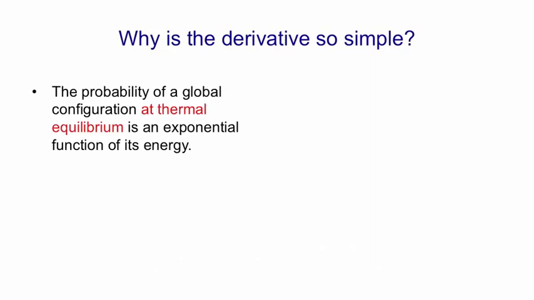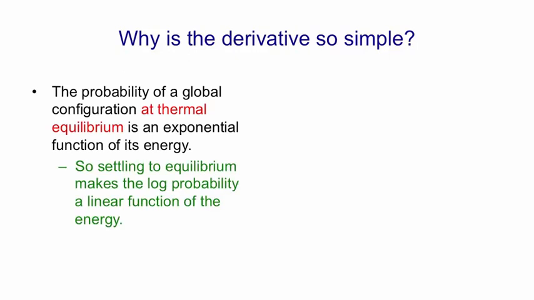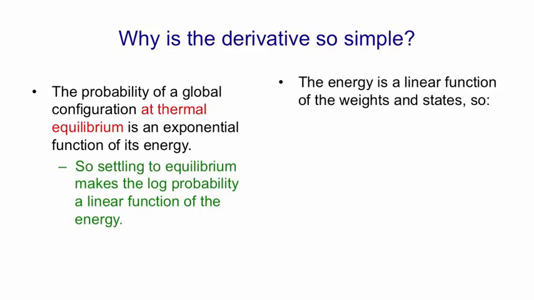One obvious question is, why is the derivative so simple? Well, the probability of a global configuration at thermal equilibrium, that is, once you've let it settle down, is an exponential function of its energy. The probability is related to e to the minus energy. So when we settle to equilibrium, we achieve a linear relationship between the log probability and the energy function. Now the energy function is linear in the weights, so we have a linear relationship between the weights and the log probability. And since we're trying to manipulate log probabilities by manipulating weights, that's a good thing to have. It's a log linear model.